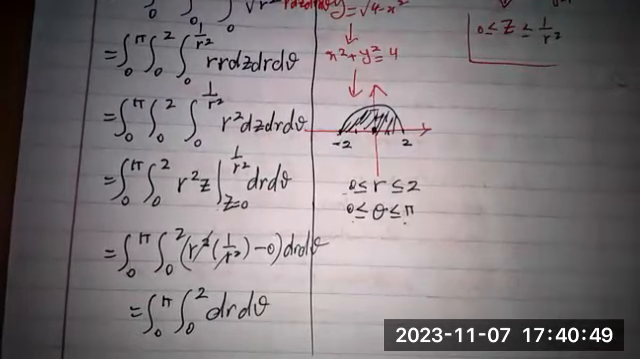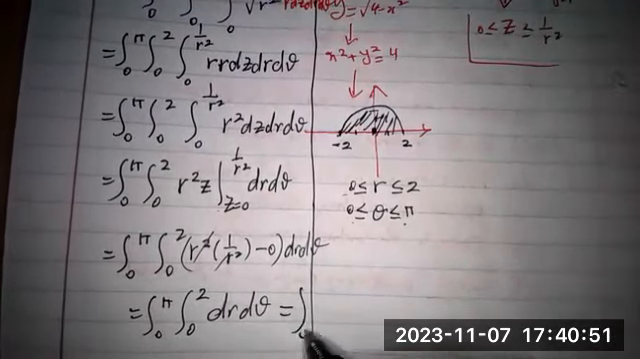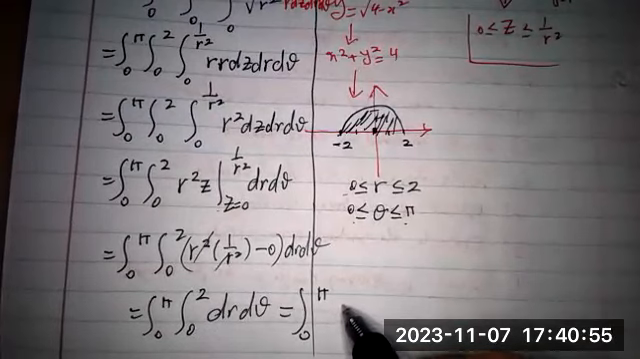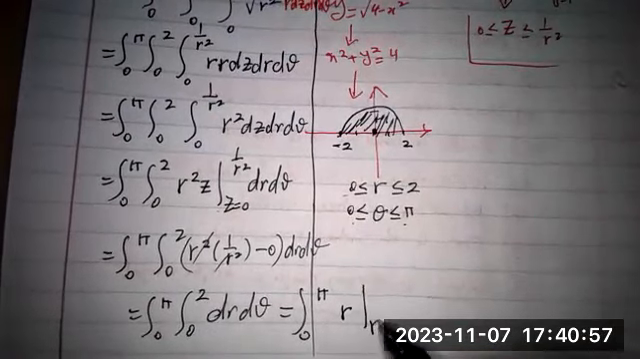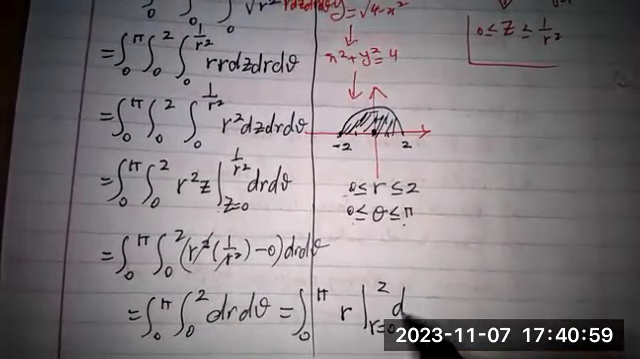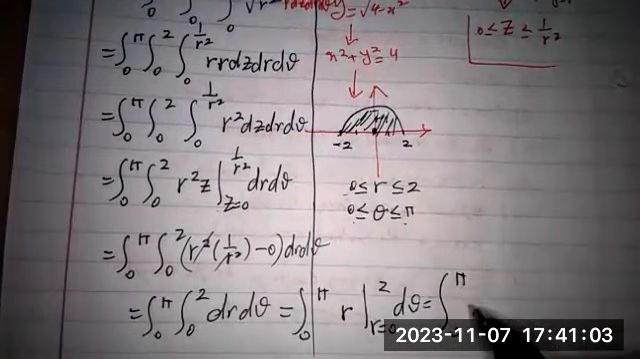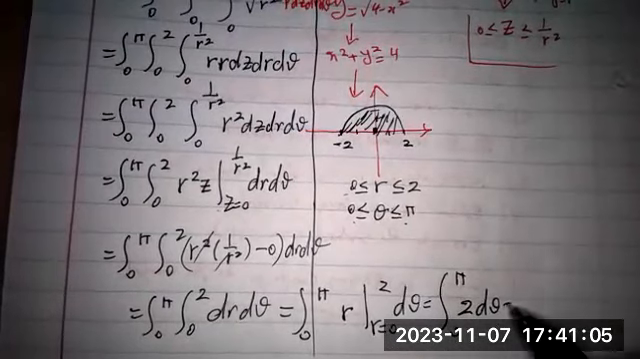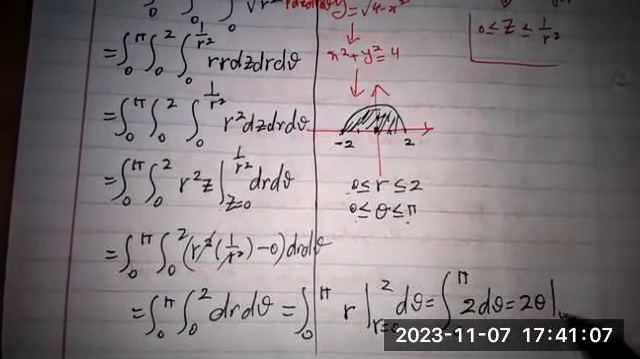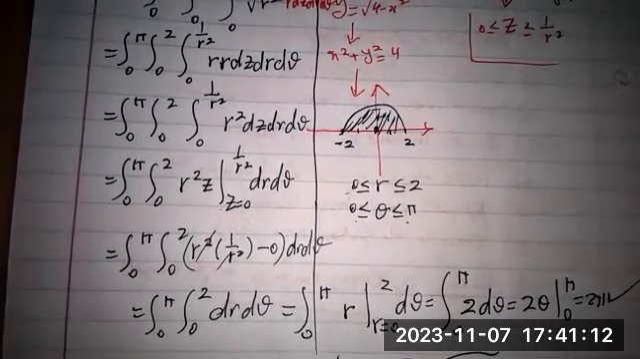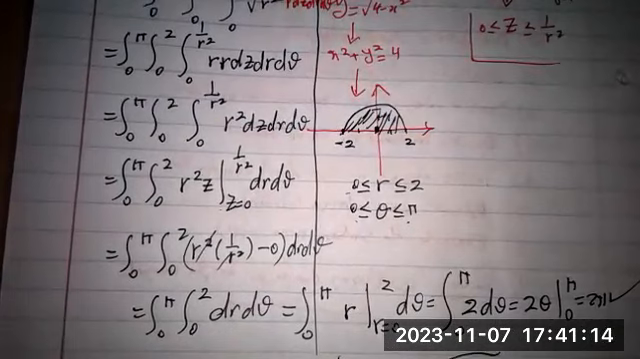Okay, dr d theta, which is going to be 0 to pi. The integral would be just r going from 0 to 2, then the d theta. So it's going to be 0 to pi, just 2 d theta, which is 2 theta from 0 to pi, so 2 pi, the final answer. Okay, so this is the way you are going to do it.